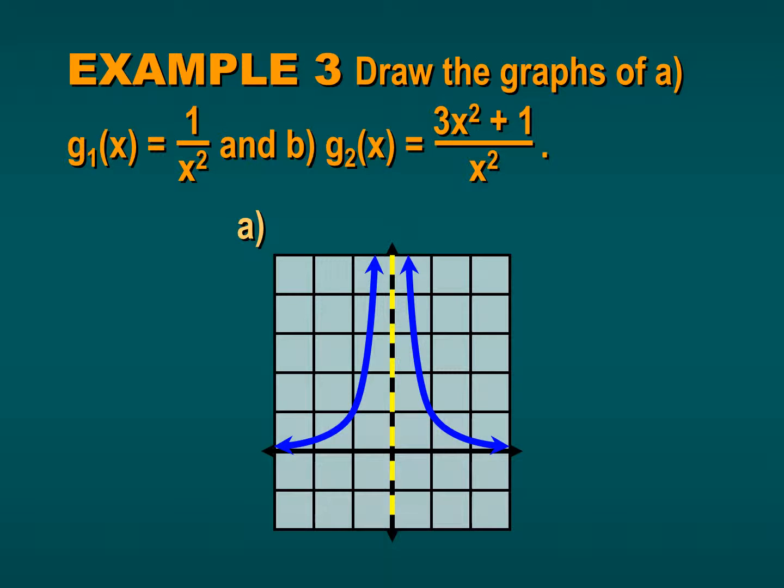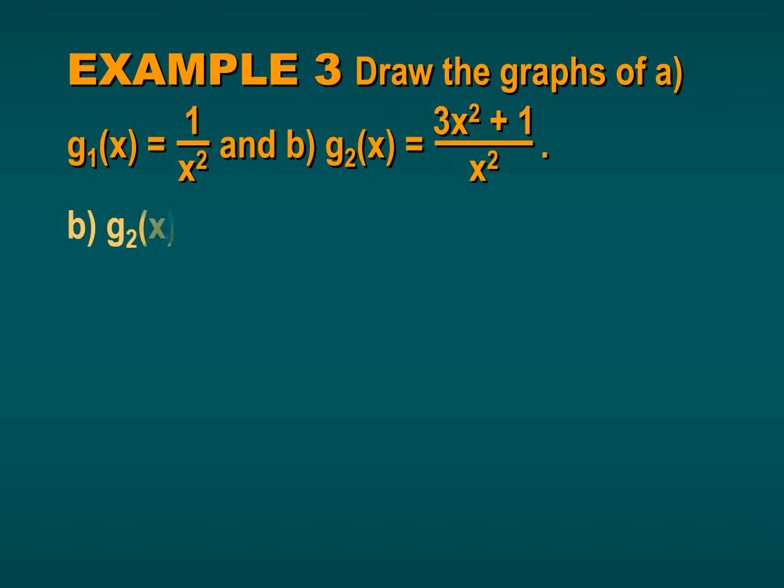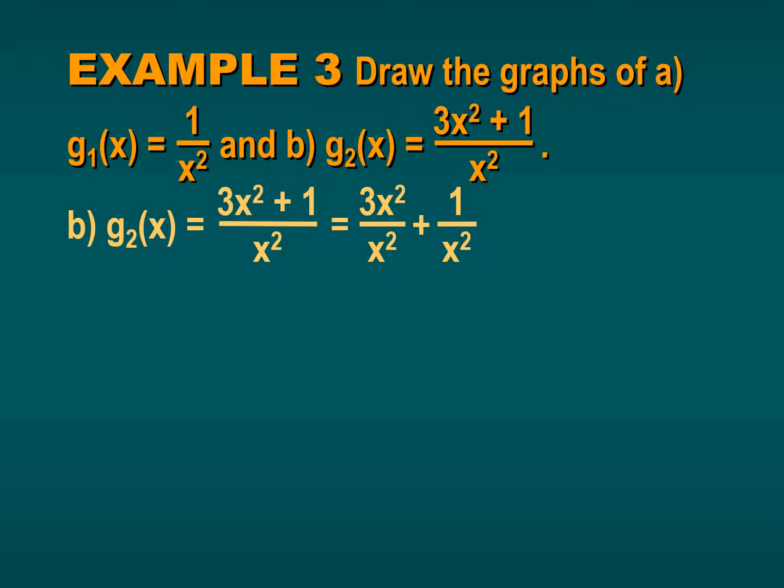Okay, and let's say we want to graph 3x squared plus 1 over x squared. When we do this, we end up being able to break apart this fraction because we have a common denominator. So 3x squared over x squared plus 1 over x squared. Well, we just graphed 1 over x squared. We know what that looks like. All we're doing is adding 3x squared over x squared, although those x squared over x squared cancel, leaving us just 3.